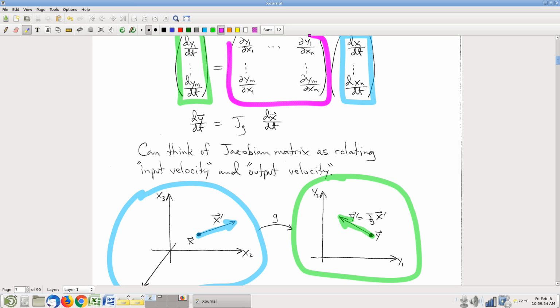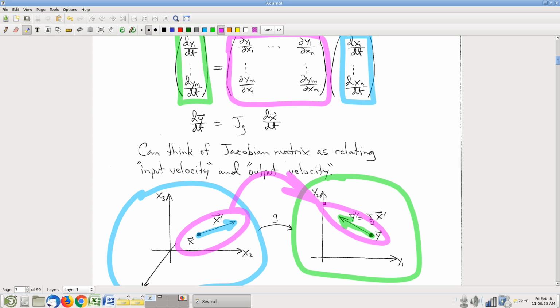This matrix, the matrix of all the derivatives of this multivariable function that gives the y's as functions of the x's, is the thing that you multiply by this velocity to get that velocity. Now it's just a special case of the matrix form of the chain rule.